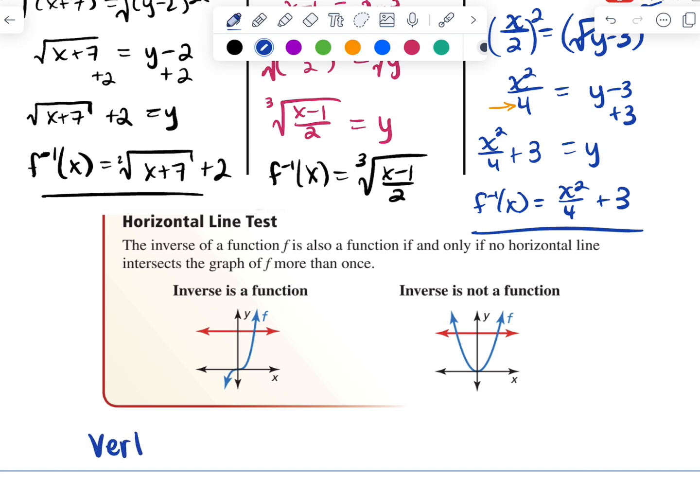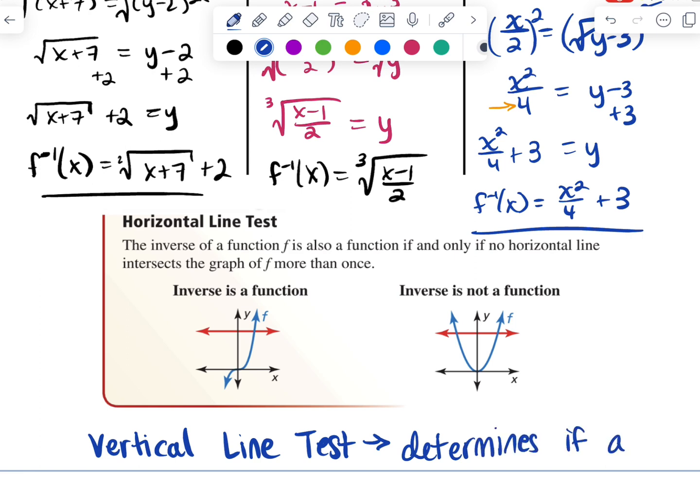So the vertical line test determines if a graph represents a function. Okay, so that'd be like me drawing a line right here, line right there. Nowhere does that graph hit that vertical line more than one place. So the vertical line test determines if you have a function.